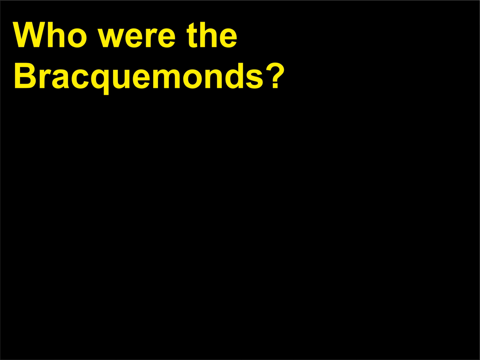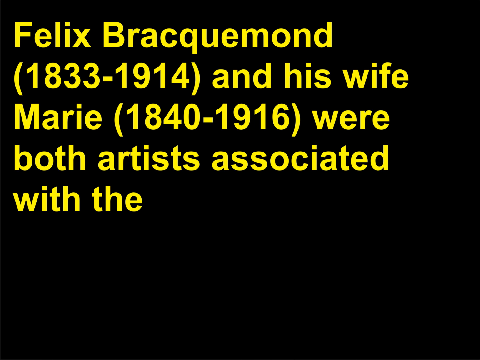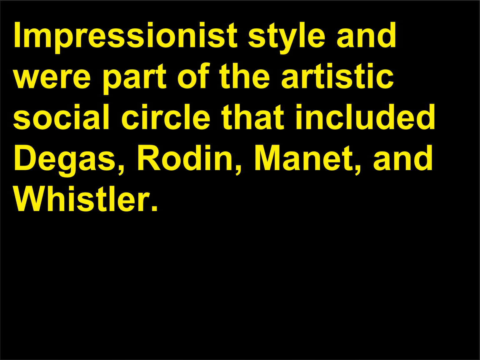Who were the Bracquemonds? Félix Bracquemond, 1833 to 1914, and his wife Marie, 1840 to 1916, were both artists associated with the Impressionist style and were part of the artistic social circle that included Degas, Rodin, Manet, and Whistler.